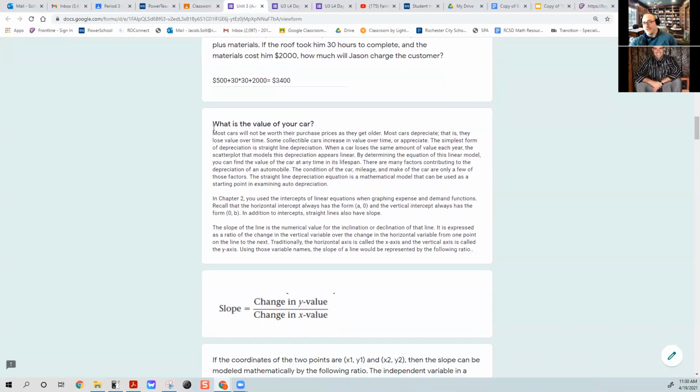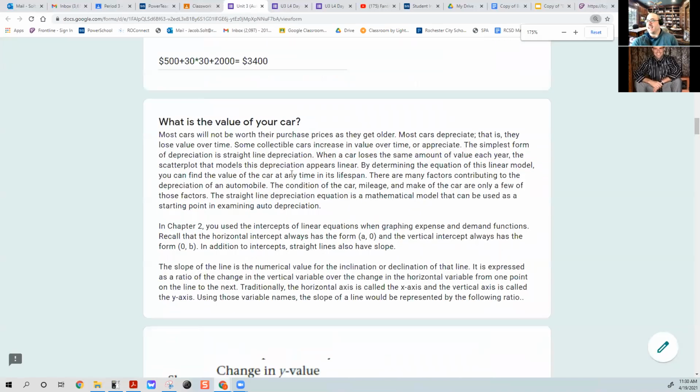All right, what is the value of your car? What is the value of your car? Most cars will not be worth the purchase price as they get older. Most cars depreciate. That is, they lose value over time. Some collectible cars increase in value over time, or appreciate. The simplest form of depreciation is straight line depreciation. When a car loses the same amount of value each year, the scatter plot that models this depreciation appears linear.